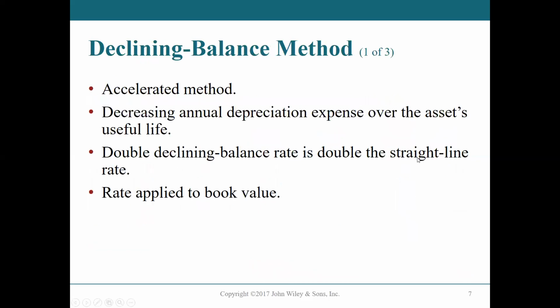So the declining balance method is an accelerated method. It recognizes that we are going to take as an expense a larger portion of an asset's value up front, and then use the declining balance to take the rest of the depreciation over time. And so what we do here is, well, let me just show you.